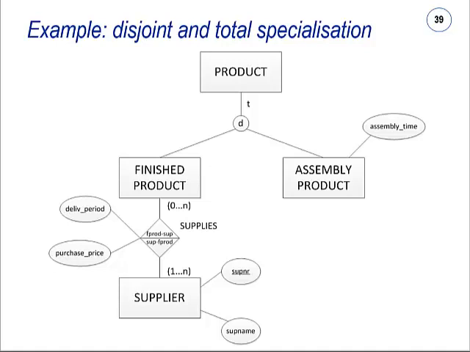Where do we get the T and the D from? Well, we get the T and the D from our business expert. Our business expert will tell us whether a product can at the same time be a finished product and an assembly product, and whether all products are either finished or assembly products. So by talking to our business expert, we can clearly qualify the generalization specialization.